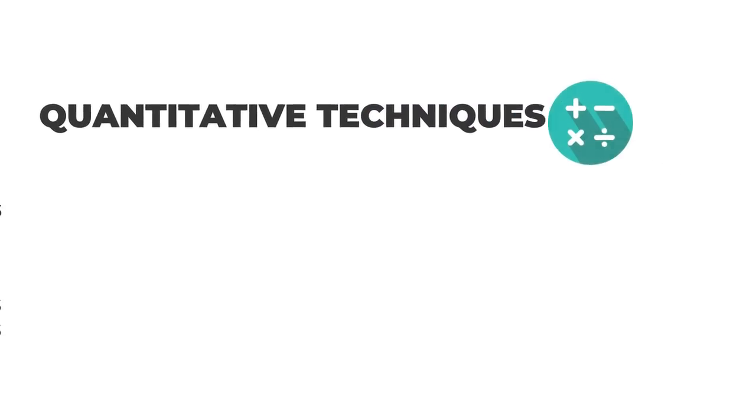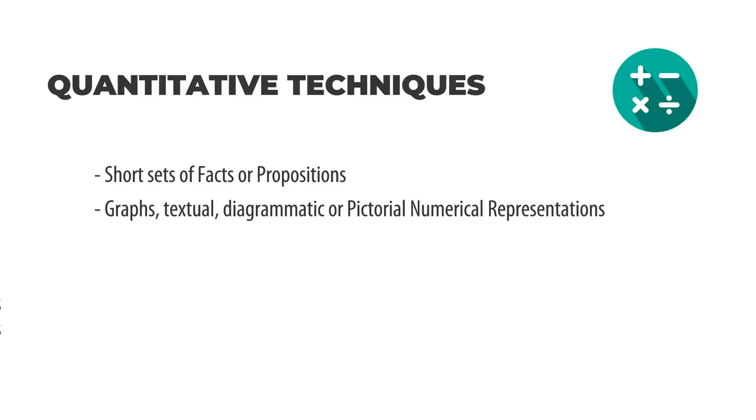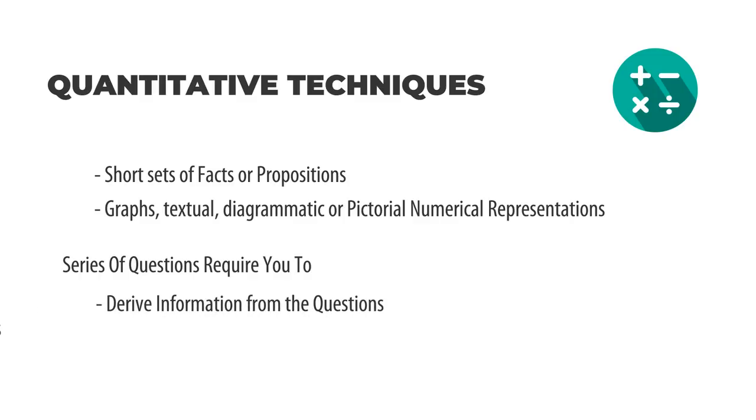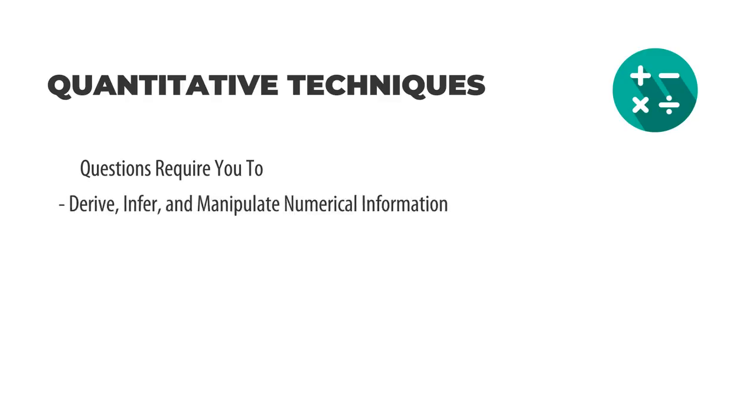The quantitative techniques section of the UG CLAT 2020 will include short sets of facts or propositions, graphs or other textual, pictorial or diagrammatic representations of numerical information, followed by a series of questions. You will be required to derive information from such passages, graphs, or other representations and apply mathematical operations on such information.